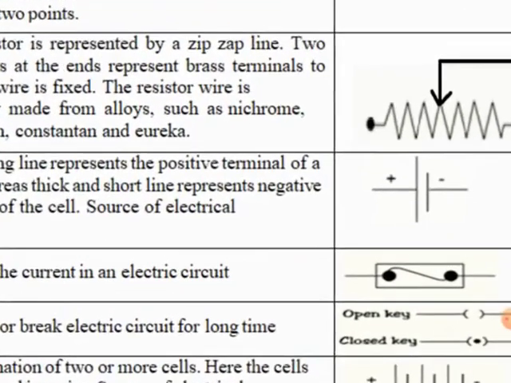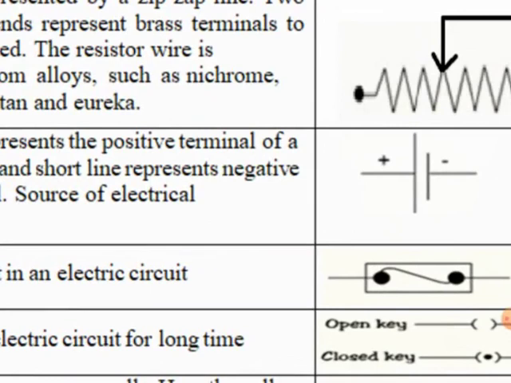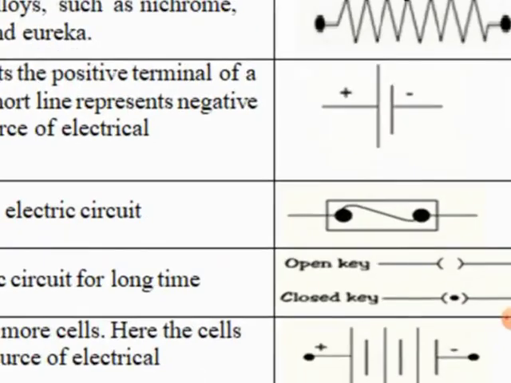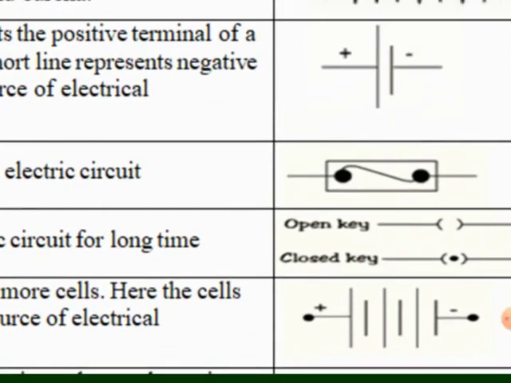Two parallel lines of unequal length represent a cell. The longer one represents the positive terminal, and the shorter one represents the negative terminal of the cell. If you have a battery, then the battery will be of this type, a combination. This longer side is plus, the shorter one is negative. So positive, negative, positive, negative. Such a combination of more than two cells, we call a battery.